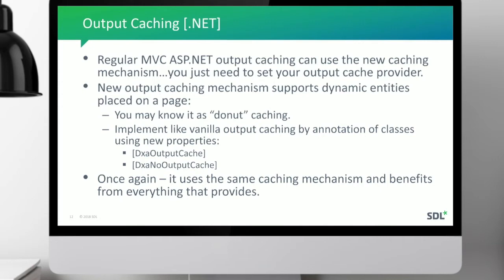So we've always had regular output caching that MVC ASP.NET provides, but we've improved that so the vanilla output cache can be configured to use the SIL cache, which is cool. But also, output page caching is literally everything or nothing. And if there's any dynamic entities on the page, you can't use output caching. So we've added a better output caching mechanism, which supports dynamic entities on the page.